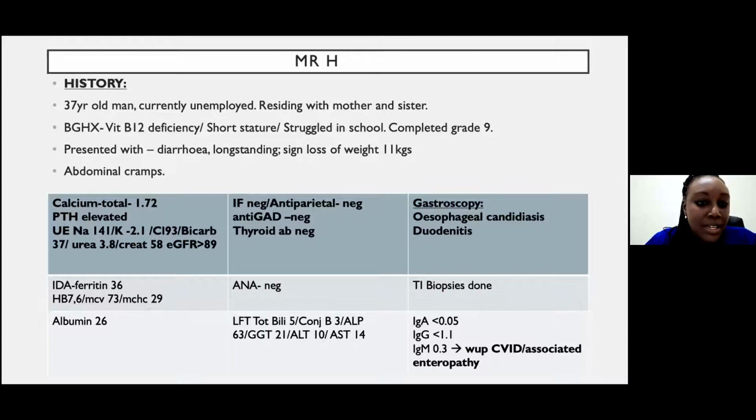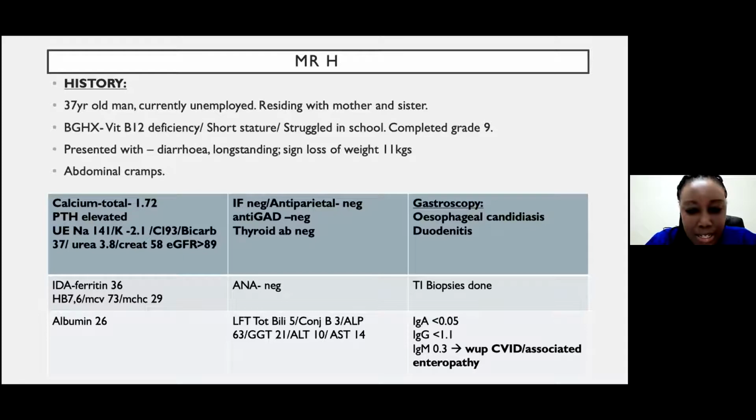He actually had a very low calcium of 1.72. He had a low potassium of 2.1, and albumin was 20. He also had iron deficiency anemia with an HB of 7.6.